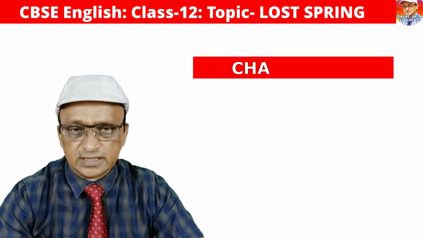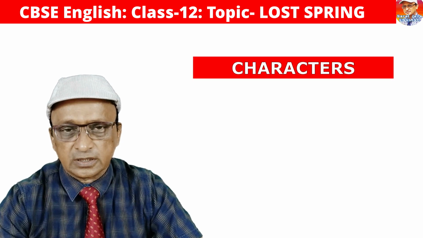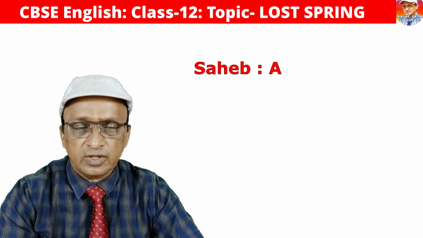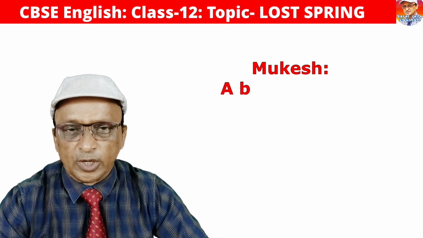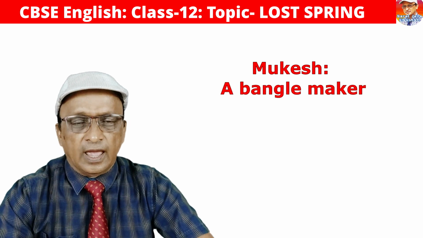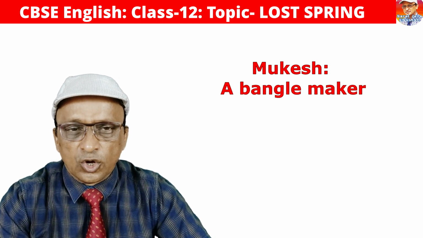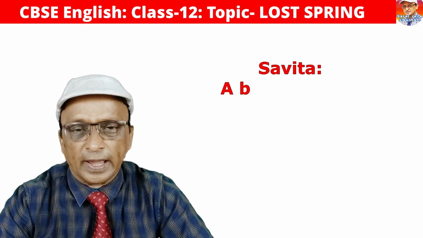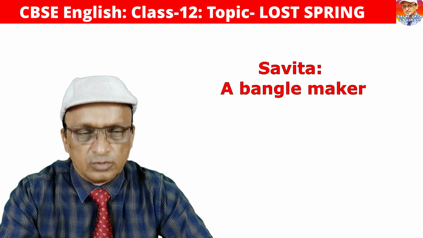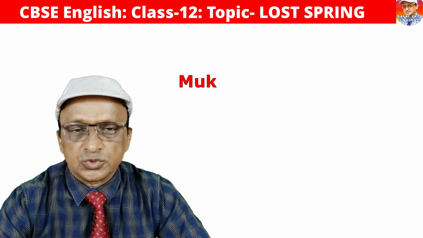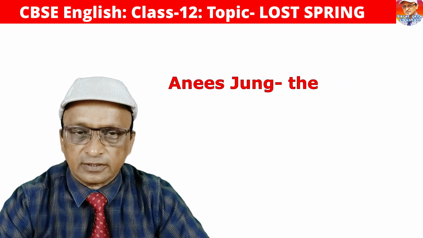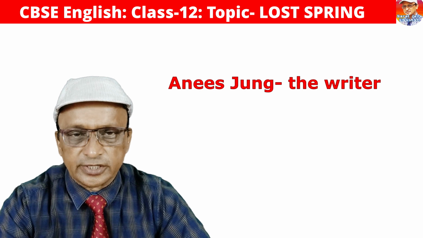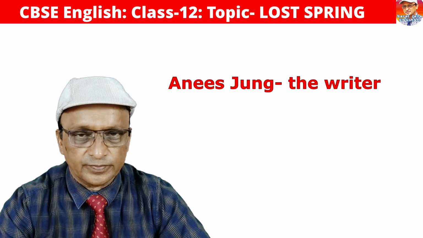Talking about the characters in the lesson, there are three predominant characters. One is Saheb. Saheb is a rag picker. Another child is Mukesh, who belongs to the bangle making industry. And the third child is the young girl Sabita, who is also a bangle maker. Apart from these three children, there is Mukesh's grandmother. Additionally, Anees Jung, the writer, is another character who interacts with the children of deprived childhood.